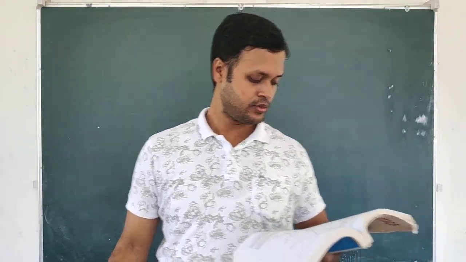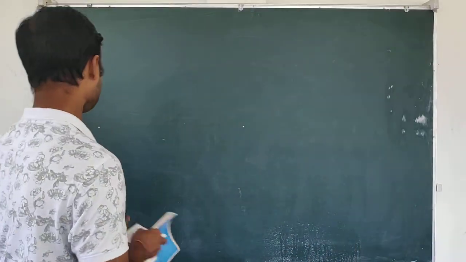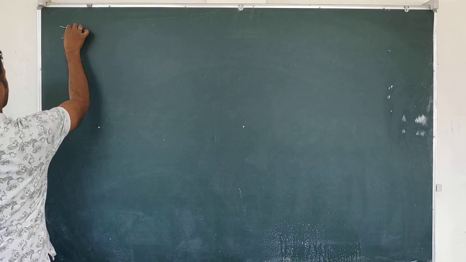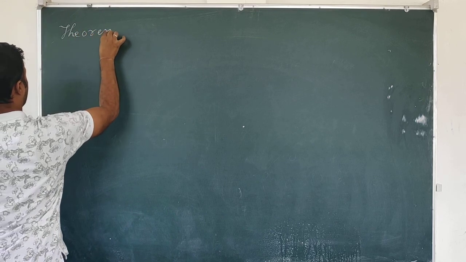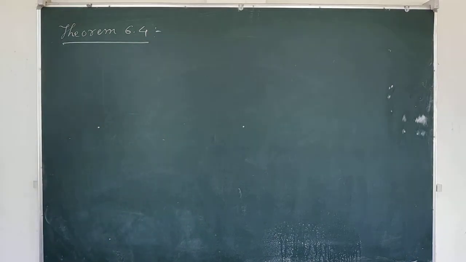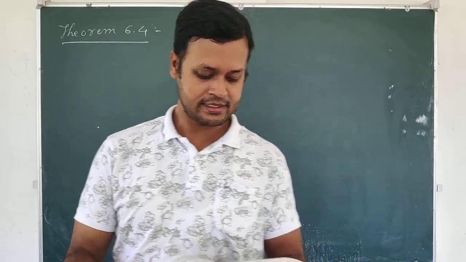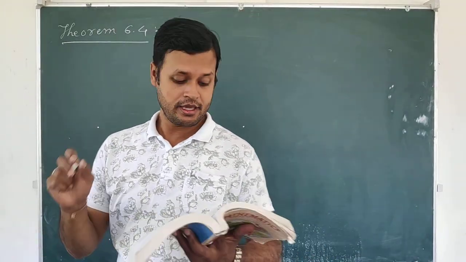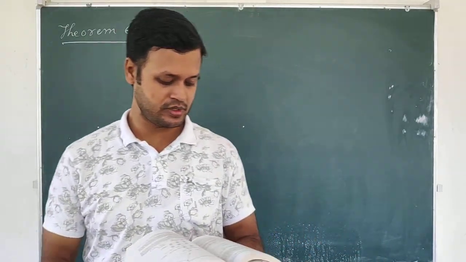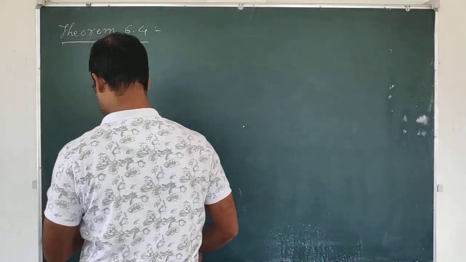Today we will continue with theorem 6.4. So what does the theorem say? The theorem says that if in two triangles, the sides of one triangle are proportional to the sides of the other triangle, then their corresponding angles are equal and hence the two triangles are similar. Okay, so let us see, students.